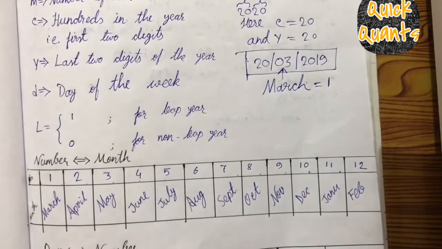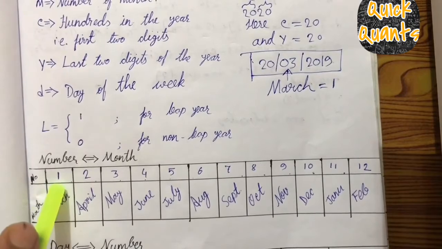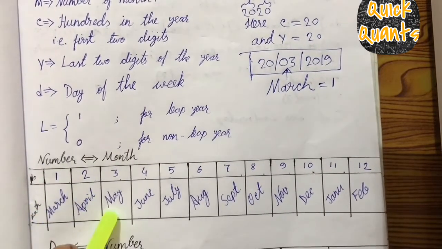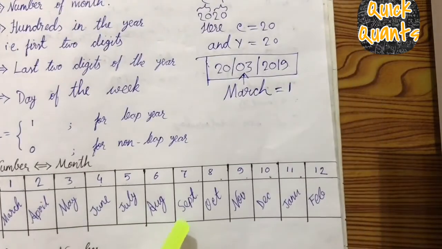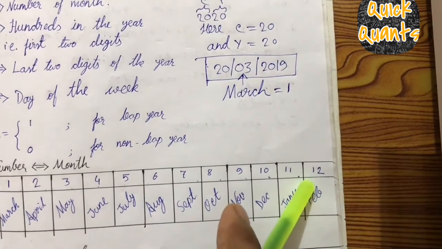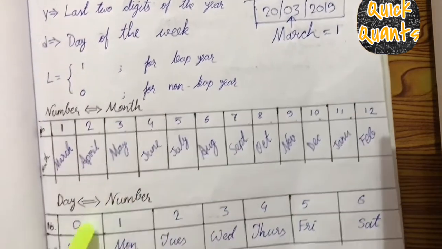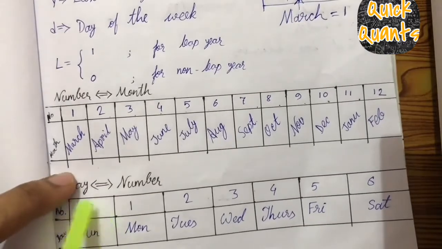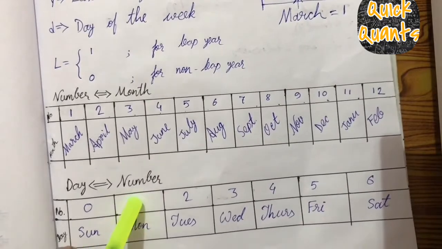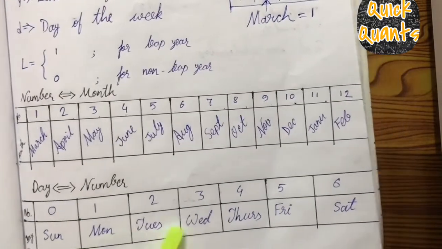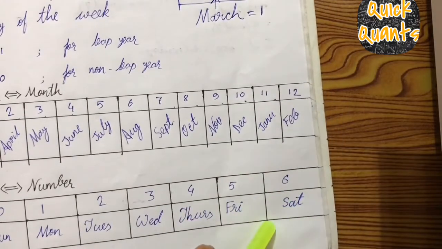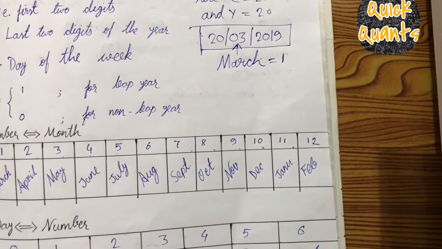Here, if the month is March, then the number would be 1. If the month is April, the number would be 2. If the month is May, then the number would be 3, and so on. It ends at February with the number 12. The same goes for the days. If the number is 0, then the day is Sunday. If the number is 1, the day is Monday. If it is 2, it is Tuesday, and so on, and 6 for Saturday.